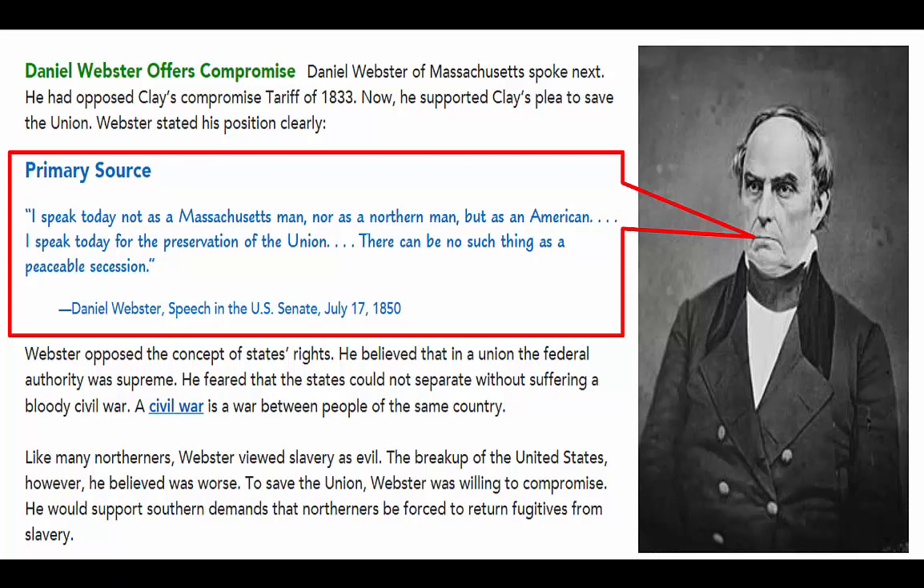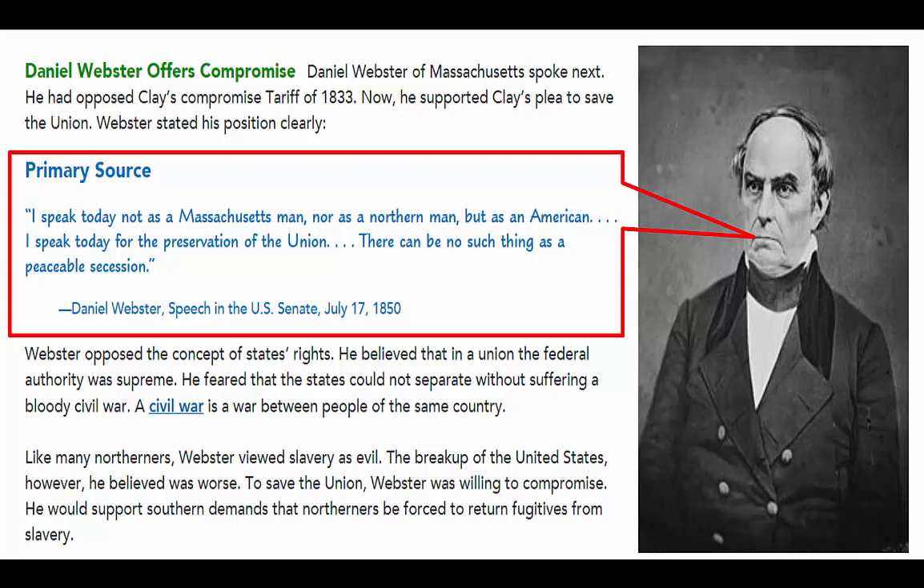Like many Northerners, Webster viewed slavery as evil. The breakup of the United States, however, he believed was worse. To save the Union, Webster was willing to compromise. He would support Southern demands that Northerners be forced to return fugitives from slavery.